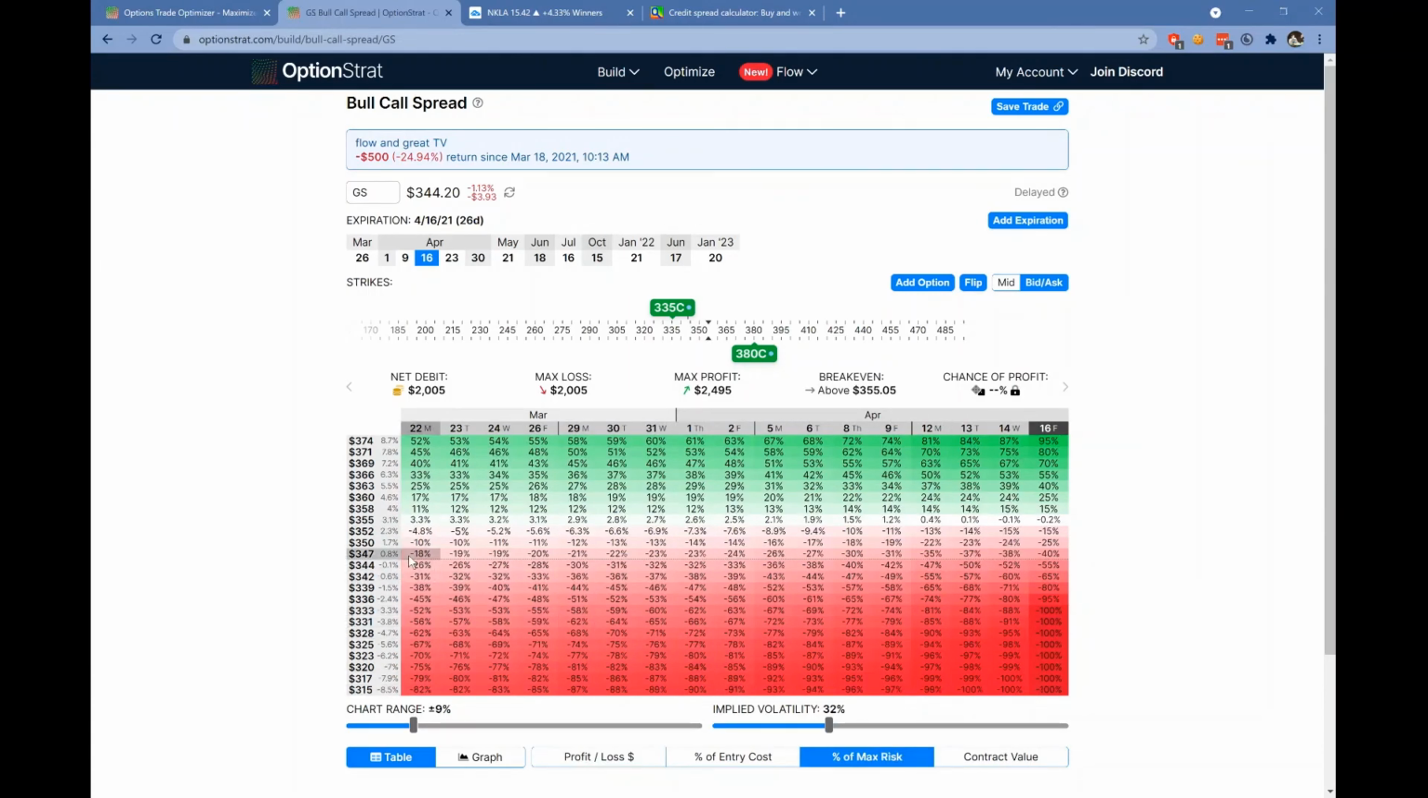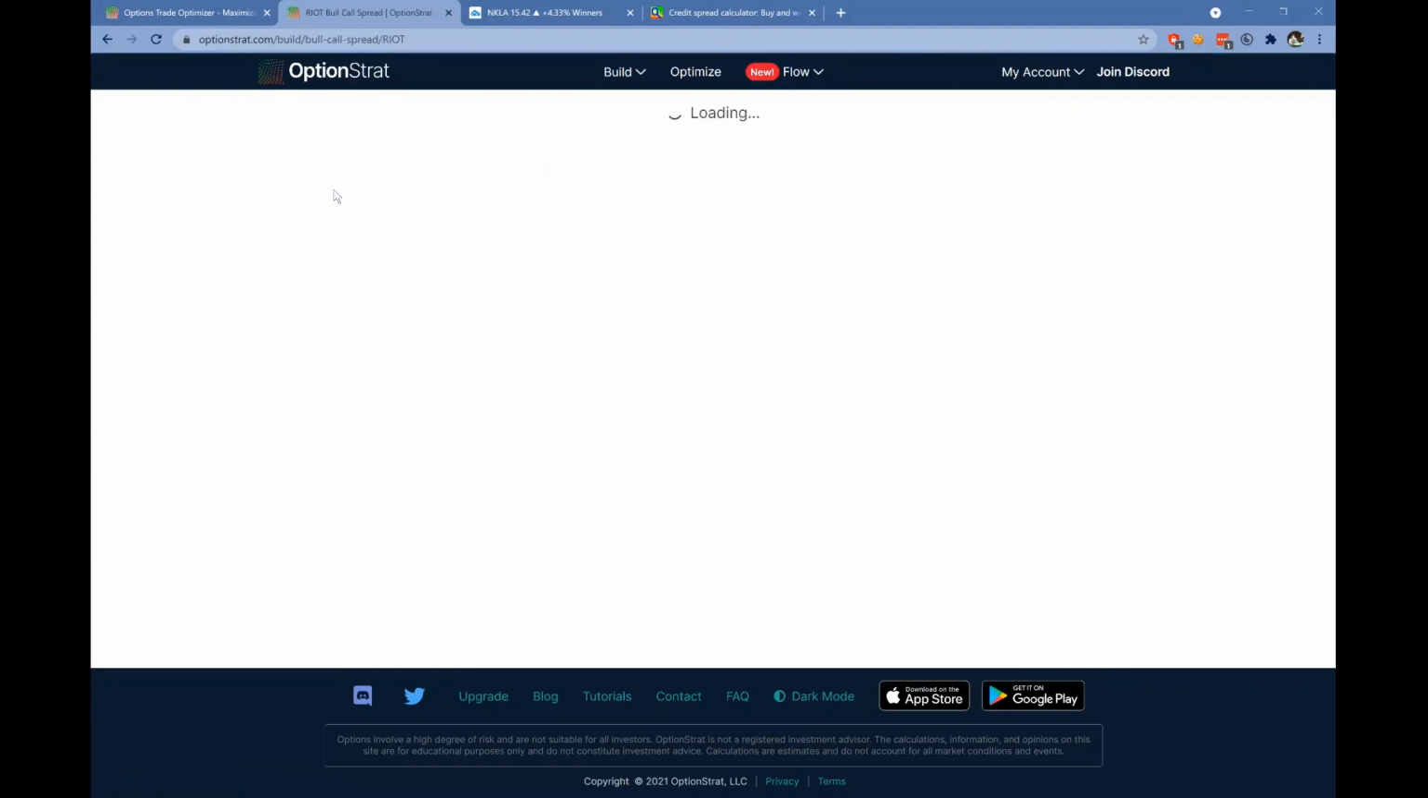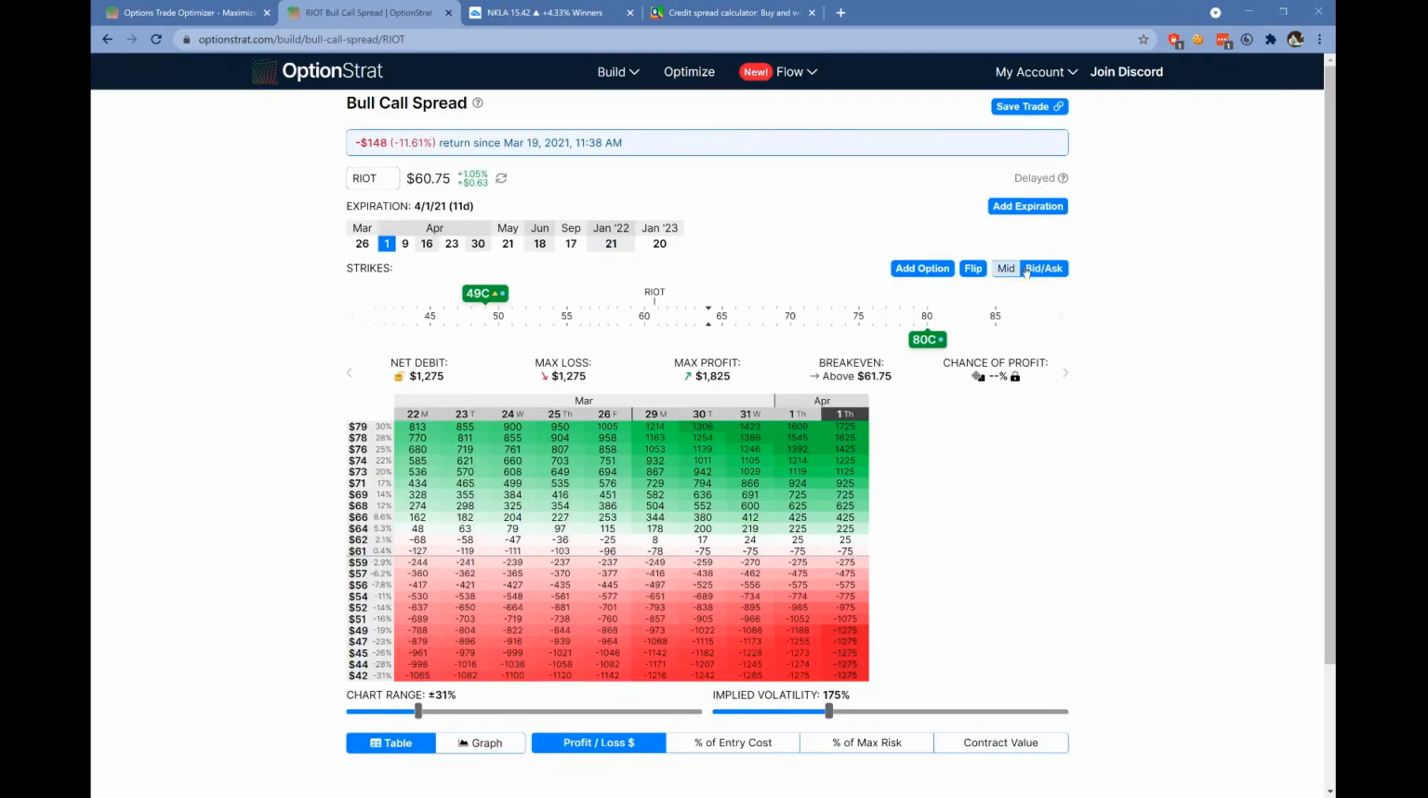So over here, like today, it's at 18%. But the longer I hold on to it, the more I lose. Maybe I should close this position, or you can go back to the graphs and see if it's going to recover. Okay, so when you save a trade, you have two options. You can either save the trade with the bid ask, or you can save it with the mid. However you save it, that's how it's going to show on the saved pages.